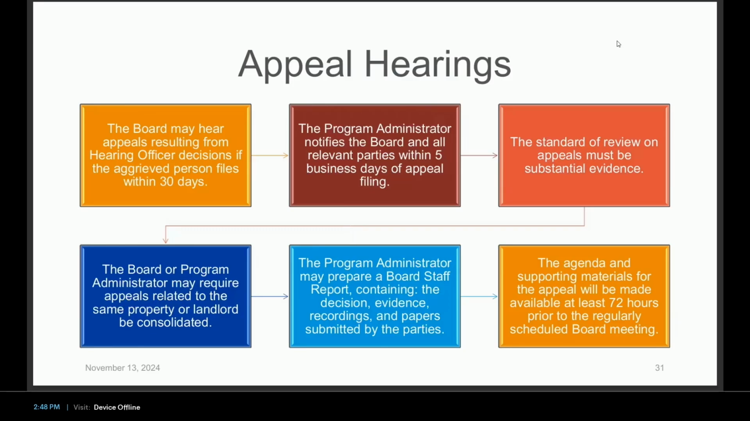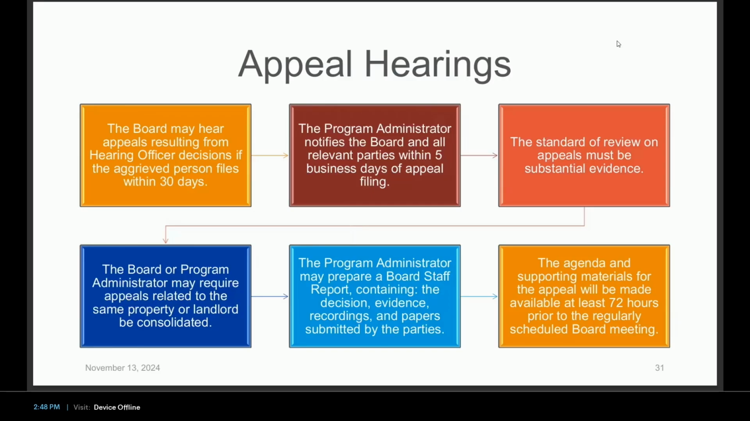So once the appeal is filed, the program administrator is going to take immediate action. This is a very fast process. Within 5 business days of the filing, the program administrator will notify the board and all of the parties involved, and they're going to keep everyone informed of the appeal.